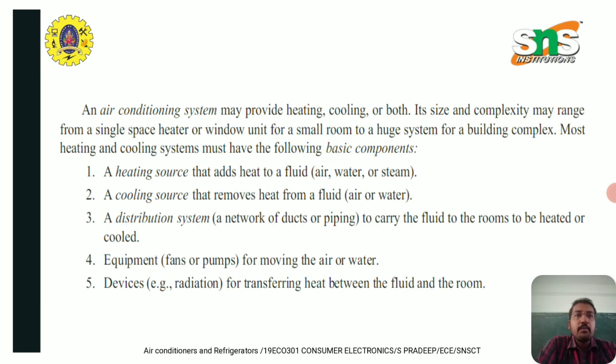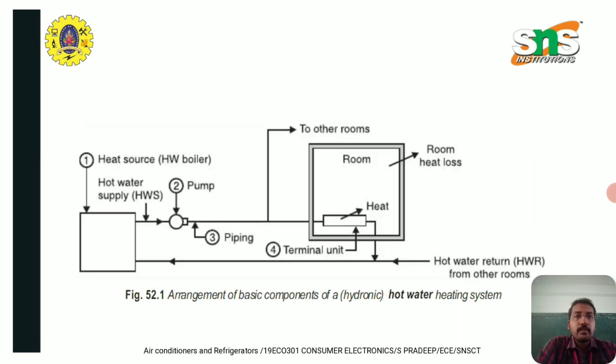An air conditioning system may provide heating, cooling, or both. Its size and complexity may range from a single space heater or window unit for a smaller room to a huge system for a building complex. Most heating and cooling systems must have the following basic components: a heating source that adds heat to a fluid, a cooling source that removes heat from a fluid, a distribution system to carry the fluid to the rooms to be heated or cooled, equipment for moving the air or water, and devices for transferring heat between the fluid and the room. This is the basic components of a hot water heating system.